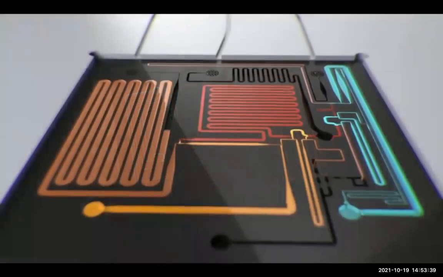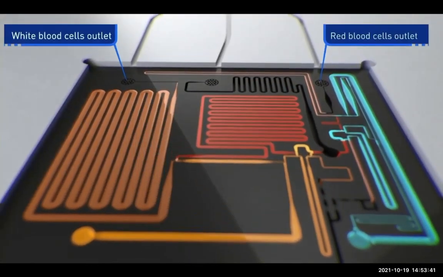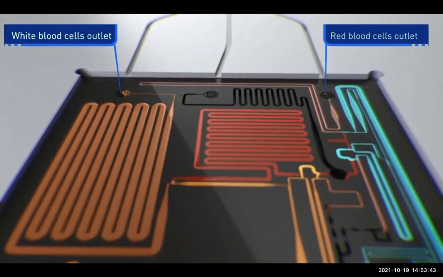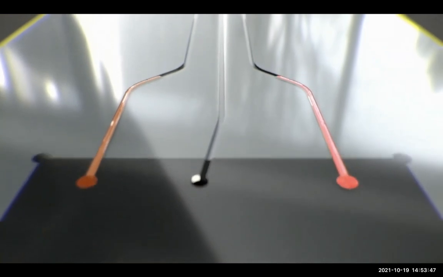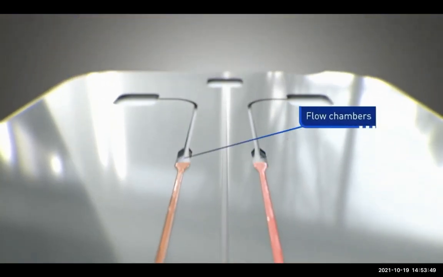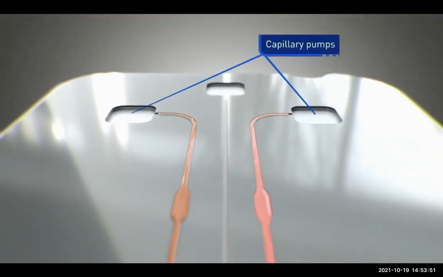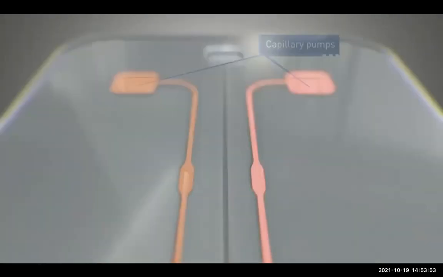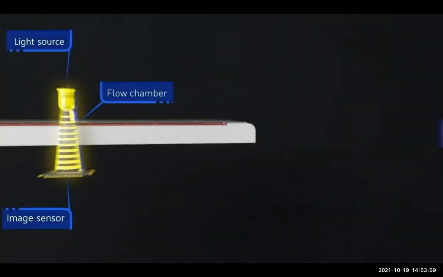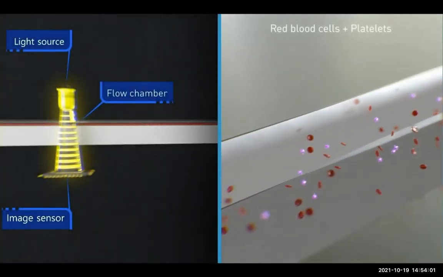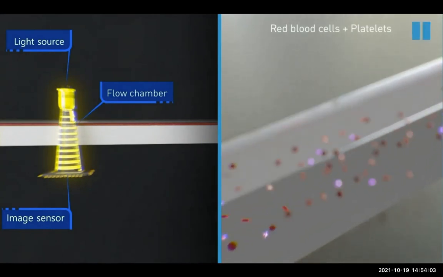This NFP has 2 outlets, one for white blood cells and one for the red blood cells and platelets. Both enter into the test card, pass through the detection or flow chambers, and make connection with capillary pumps that provide a pulling force. For its CBC test, My Diagnostics uses lens-free imaging, a novel technology that only needs a light source, image sensor, and flow chamber.